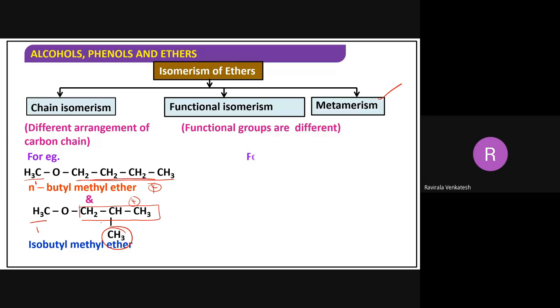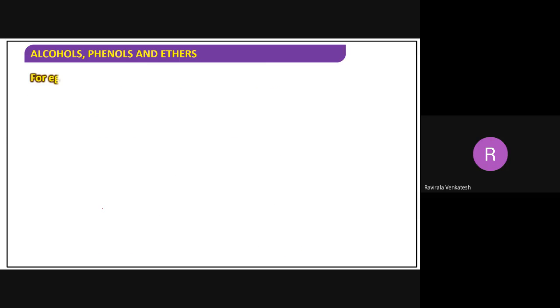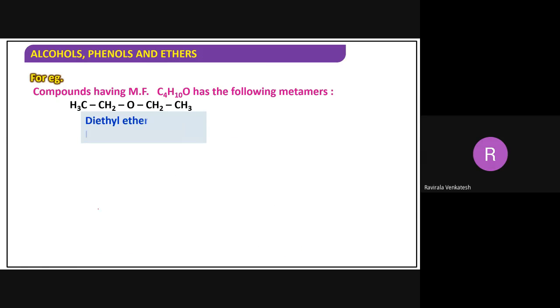Next, functional isomers. Yesterday we saw that ethers and alcohols are functional isomers. Already you know this. Now metamerism. I have taken diethyl ether. This is called diethyl ether because here it is ethyl and here also it is ethyl. Now how many metamers can it form? This is important for us. Metamers means the number of carbons on either side is different, but their molecular formula is the same.